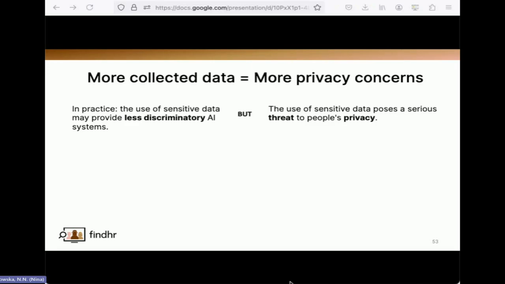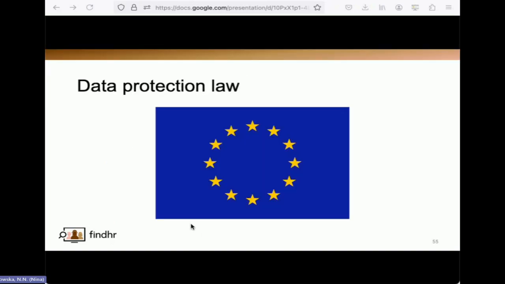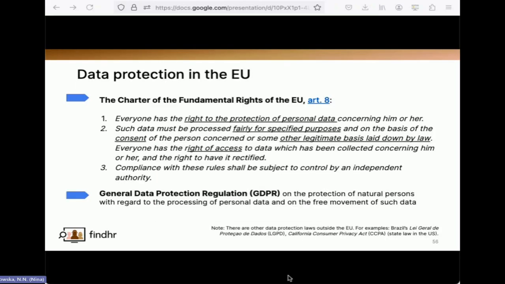And this tension is also visible in the legal rules, because on the one hand, we have to ensure that the AI system is non-discriminatory and that our AI tool complies with the non-discrimination law explained by Frederik. On the other hand, we have certain legal rules that limit the use of personal data, especially when we talk about sensitive data such as ethnicity. The rules that regulate the use of personal data, we will find in data protection law. And generally speaking, in Europe, protection of personal data is a fundamental right.